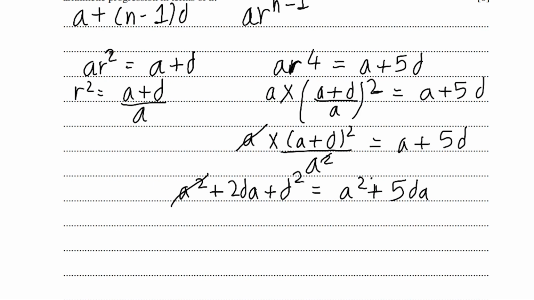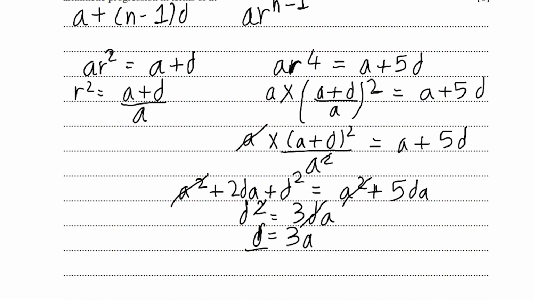Now a square will cancel out a square, and we have d square is equal to 3da remaining. Now this d will cancel this d square. We have d is equal to 3a remaining. So d is equal to 3a. d is the common difference. Now we have the common difference as 3a, and we have the first term, which is a.